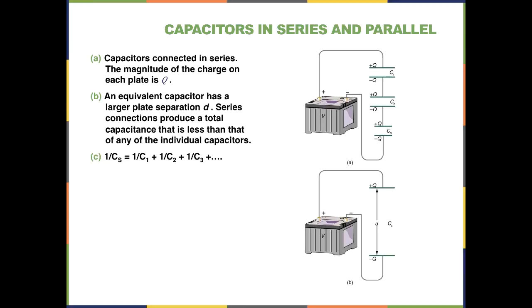So if you connect these in series with a certain magnitude of charge on each, the equivalent capacitor would be equal to the enlarged distance. And the calculation is shown in the subscript C here. 1 over CS is equal to 1 over C1 plus 1 over C2 plus 1 over C3. So CS is going to be, once you find that sum, then you have to take the reciprocal of that to do the calculation.